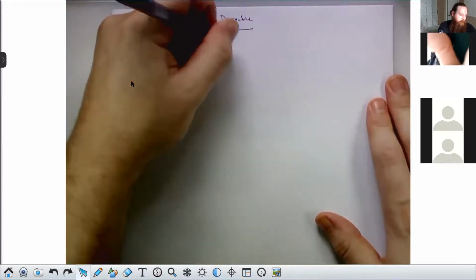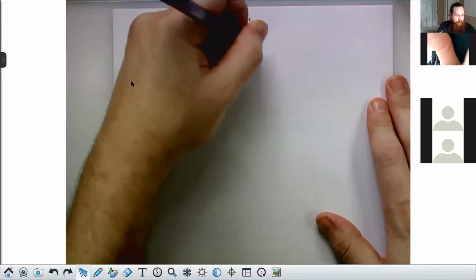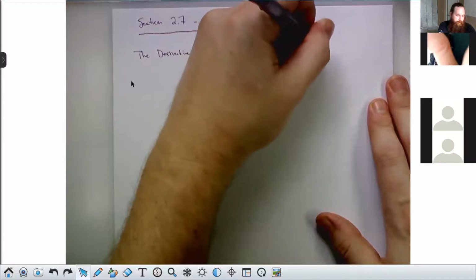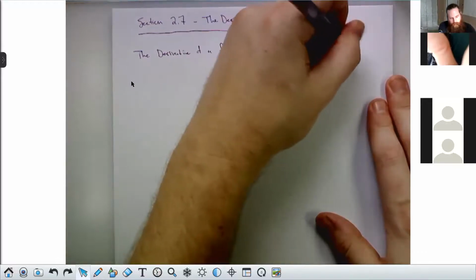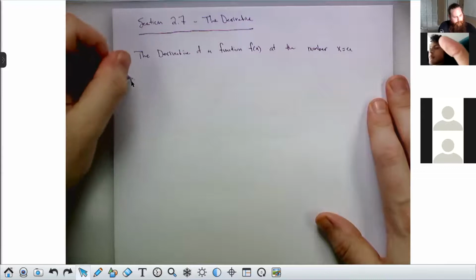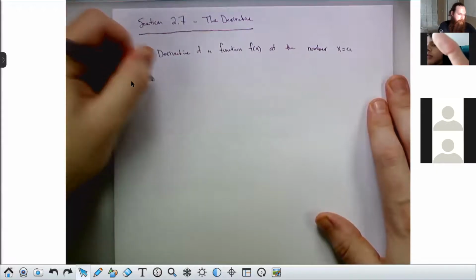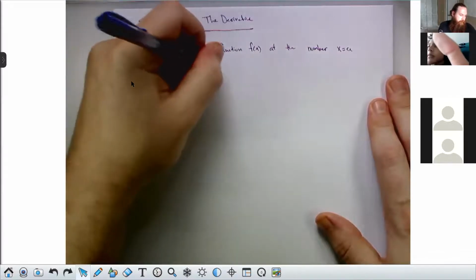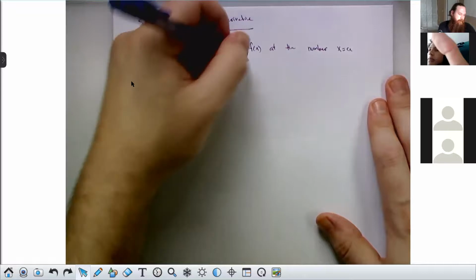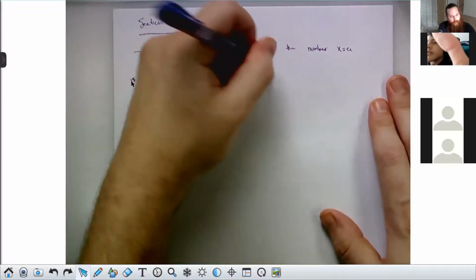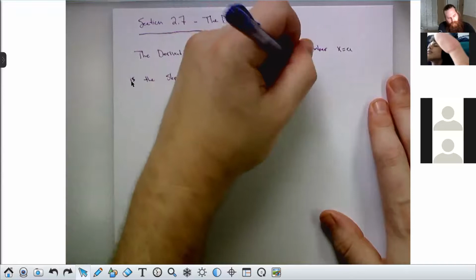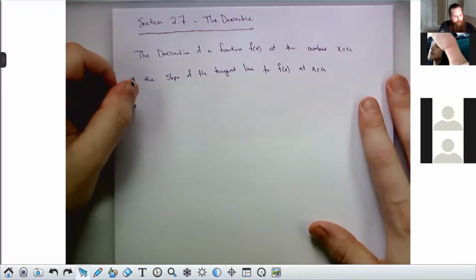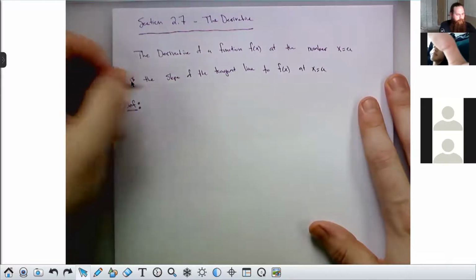The derivative of a function f of x at the number x equals a is the slope of the tangent line to f of x at x equals a. And it's defined by two different limits.